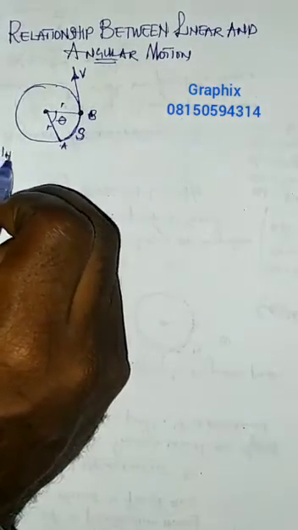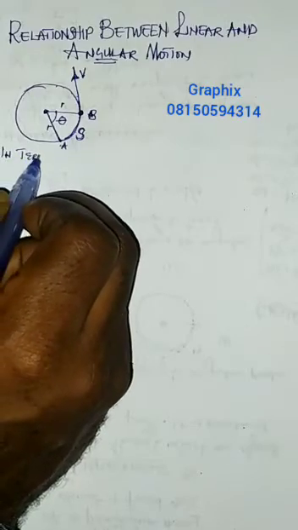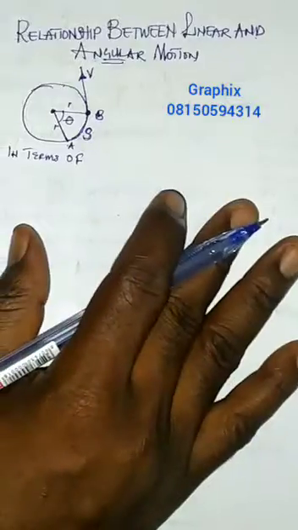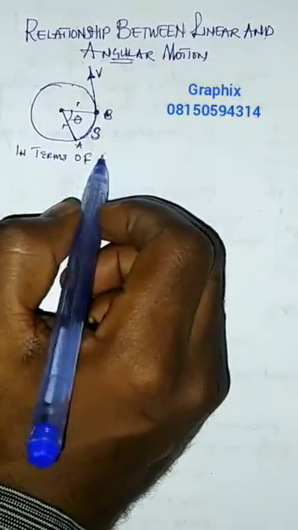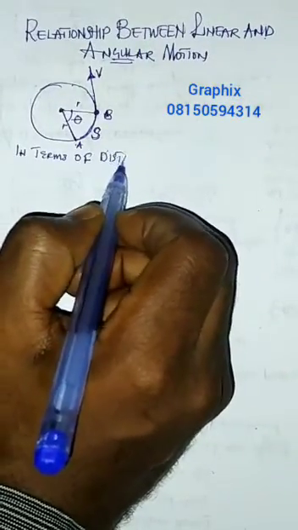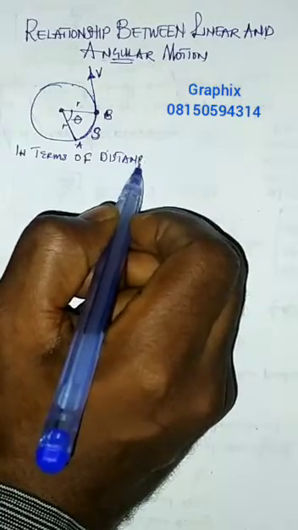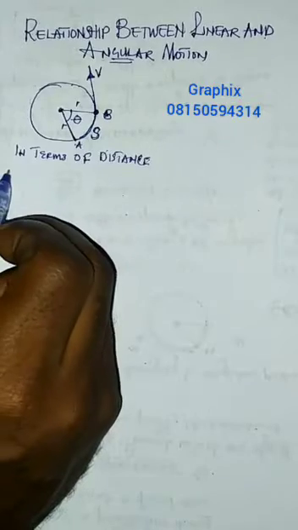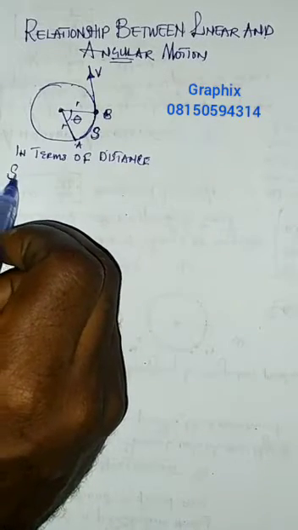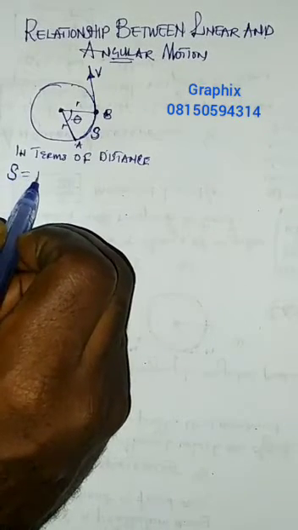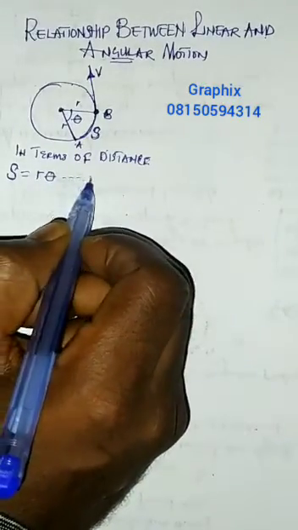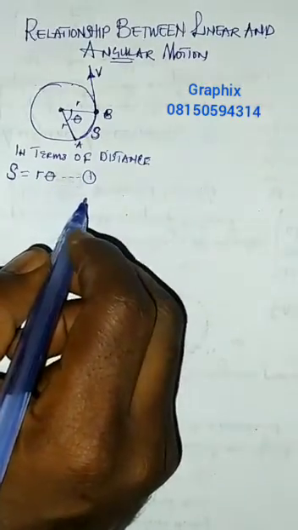So we say that in terms of distance, S is equal to the radius times theta. Equation 1.